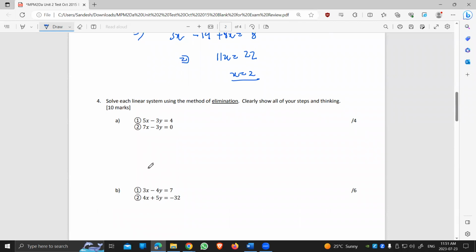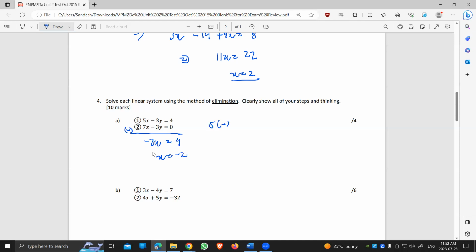Do we need to change any of the coefficients? No, right? Do we add or do we subtract? We're trying to get rid of the x's. Sorry, not the x's, the y's, because they have the same coefficient. You subtract. So 5x minus 7x is negative 2x. Negative 3y plus 3y is 0. 4 minus 0 is 4. So x is negative 2.